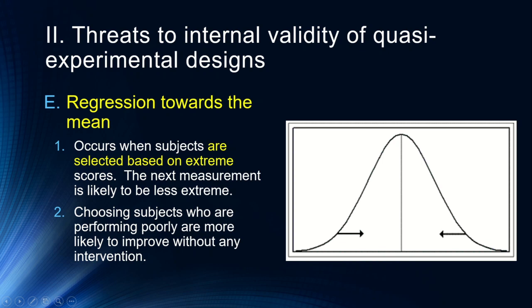So this is the reason why we have to have randomly assigned placebo-controlled designs in drug trials. We're doing quasi-experimental designs in cases where we need to do experimental designs. And that's really important, getting the science right. So this all has to do with where people are in this distribution, and they're just simply more likely to be closer to the mean in their next measurement. So that's where we're at.